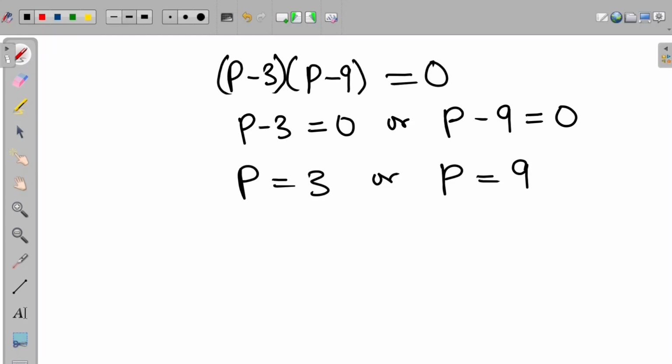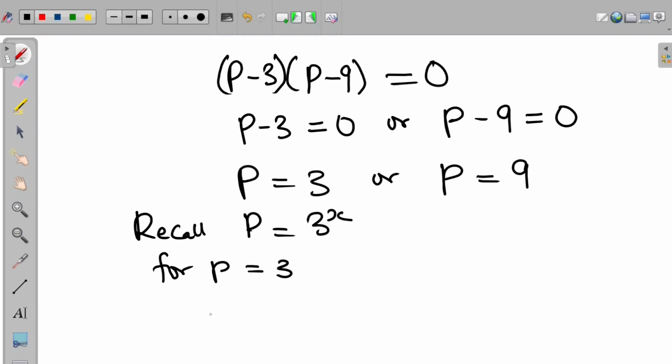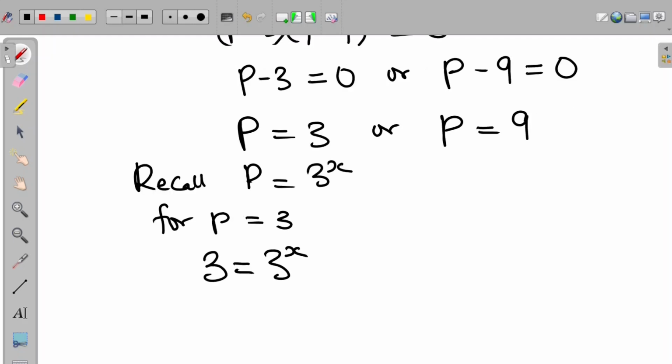But if you recall, we said that let p be equal to 3 raised to the power of x. So for p equal to 3, we have it as 3 is equal to 3 raised to the power of x. So remember that p have an invisible one here. So x is equal to 1.